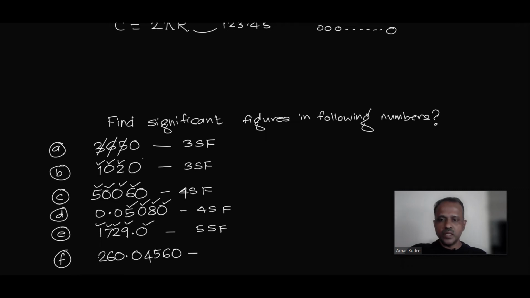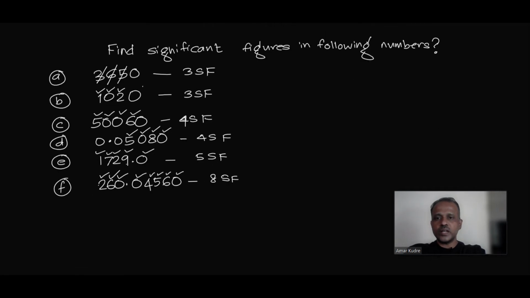Okay, now what about this bigger number? Even if it is a bigger number, let us stick to our rules of significant figures. This is one, this is significant. 1, 2, 3, 4, 5, 6, 7, and 8. So these have 8 significant figures. I hope you are clear with this, and there is no doubt whatsoever regarding how to count the significant figures.